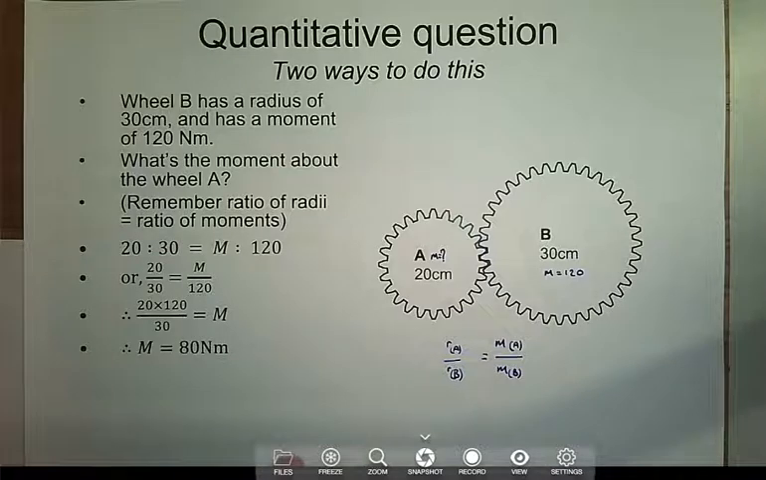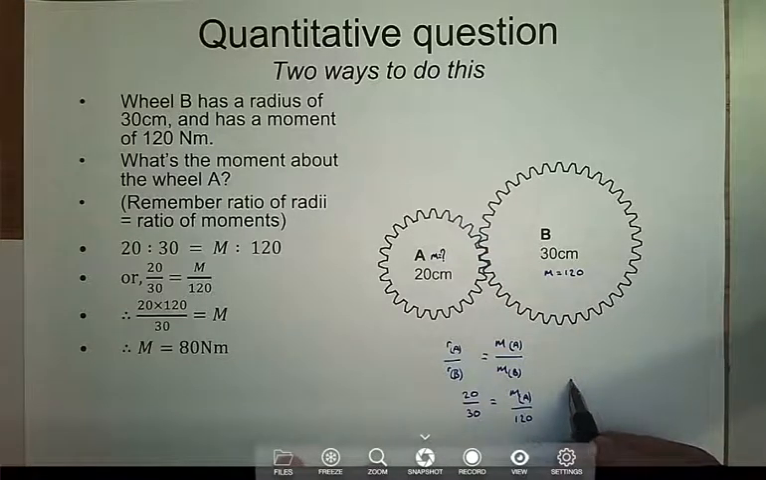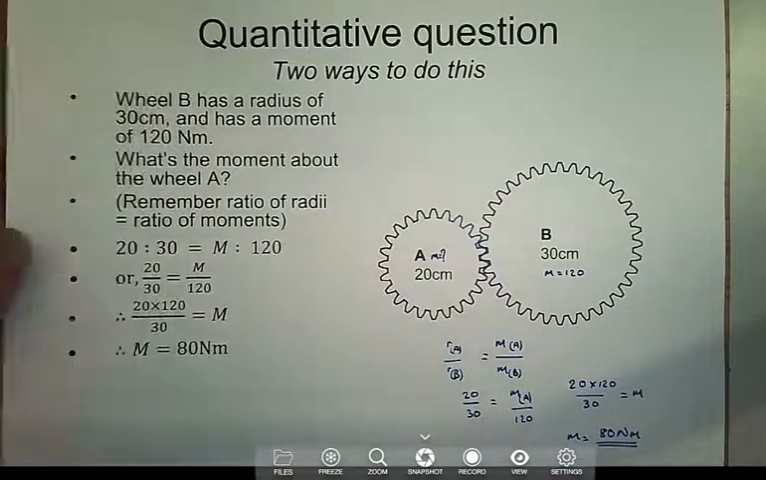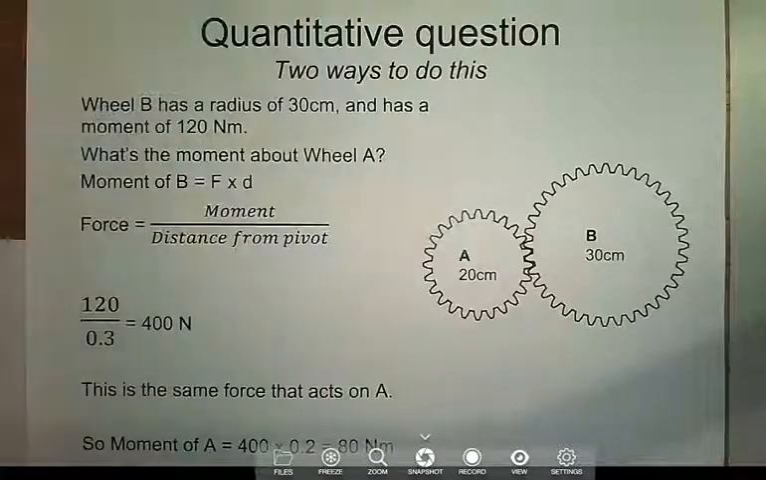All we need now to do is substitute in, knowing that we have 20 over 30 equaling our moment of A over our 120, which is from B. Rearranging and substituting in, 20 times 120 over 30 equals M. M works out as 80 Newton meters. Hopefully that makes sense.